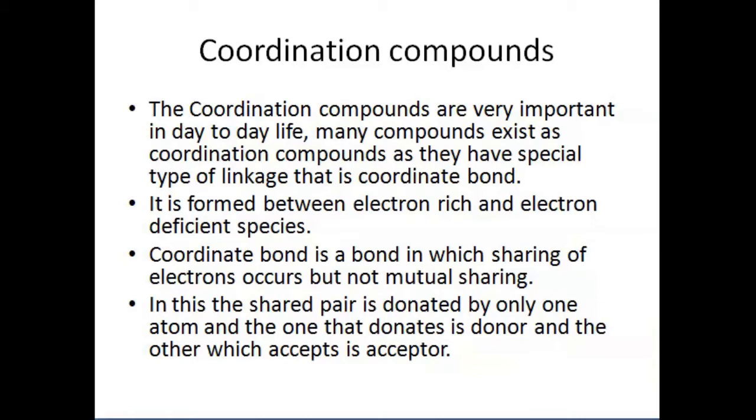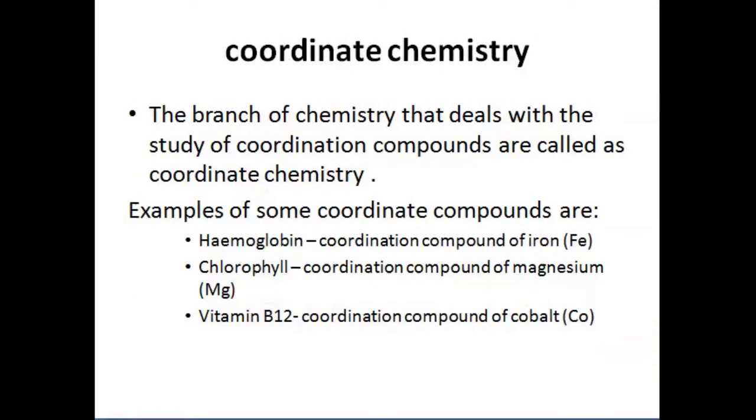In this, the shared pair is donated by only one atom, and the one which donates is the donor, and the other one which is going to accept the electron, we call the acceptor. So, coordination chemistry is the branch of chemistry which deals with the study of coordination compounds. Here are certain examples of coordination compounds like hemoglobin, chlorophyll, vitamin B12. These are different examples of coordination compounds.